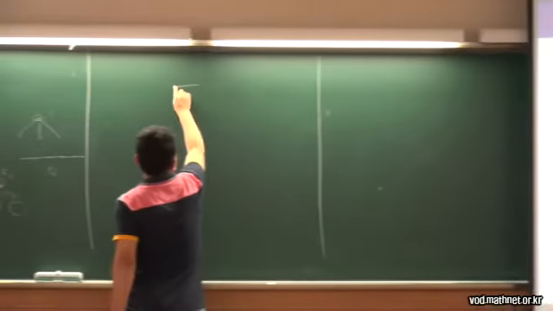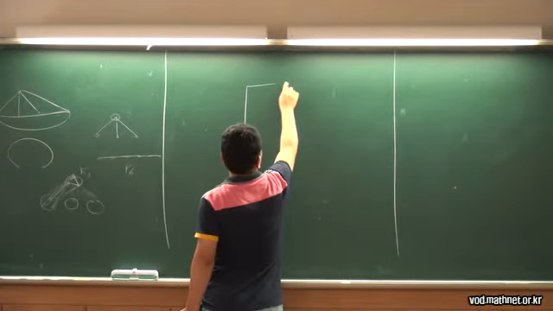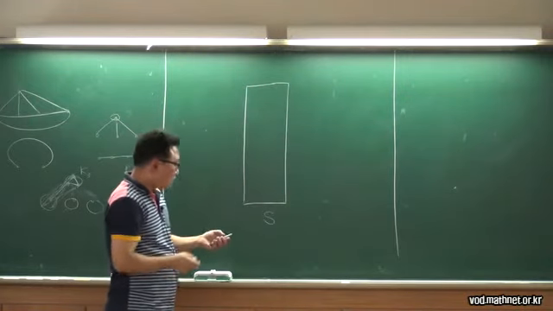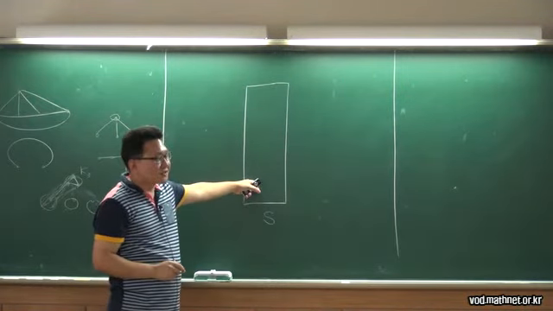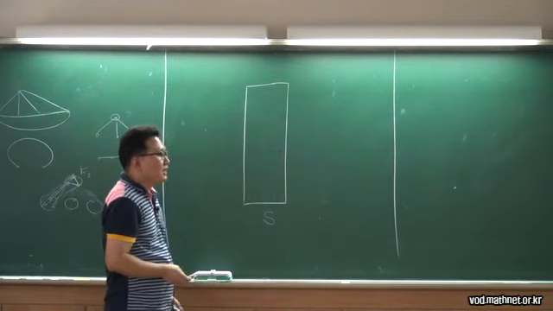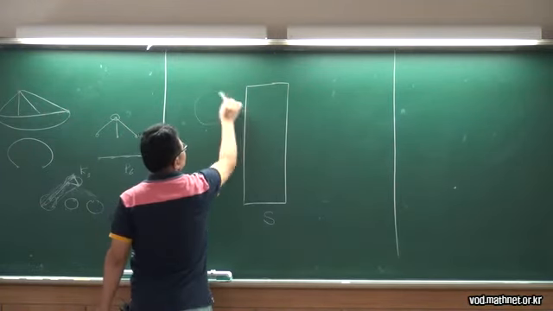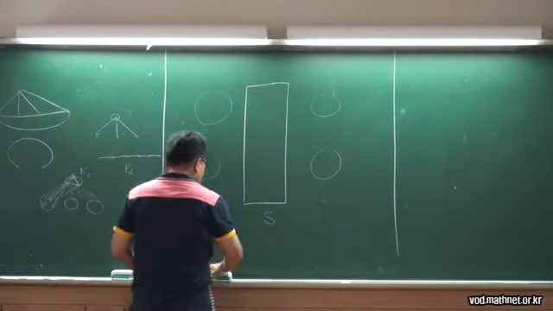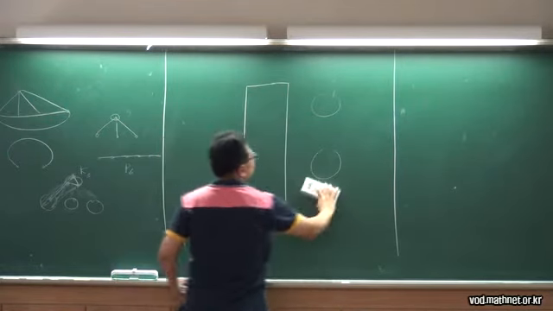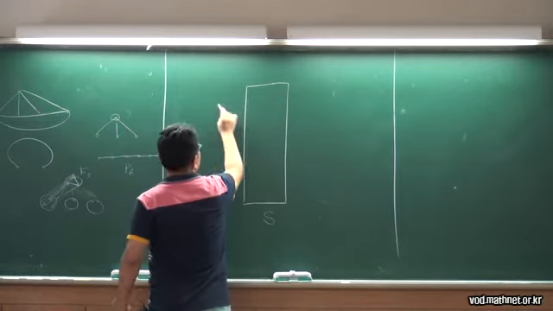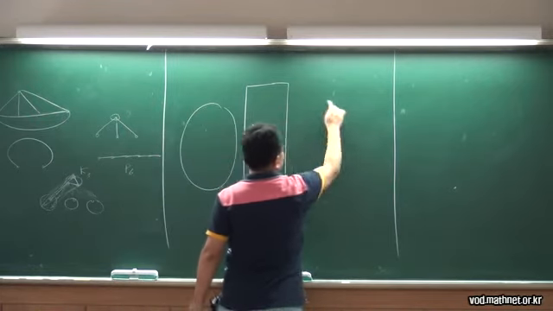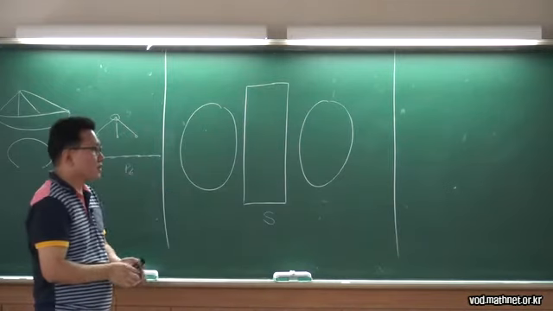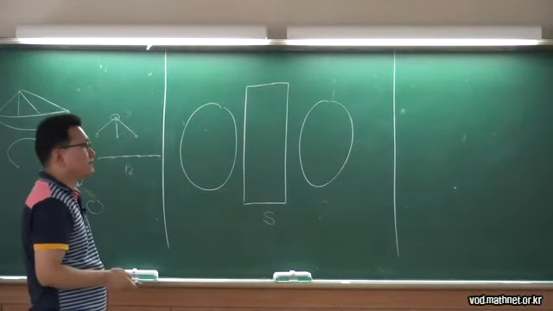So here's S. We choose the smallest separating set. There might be a lot of components in here, but we can show that there are just two.